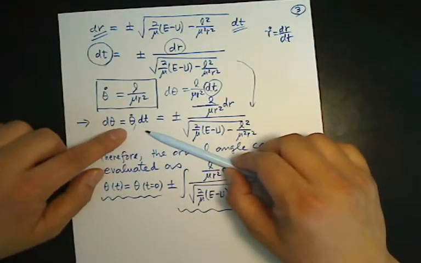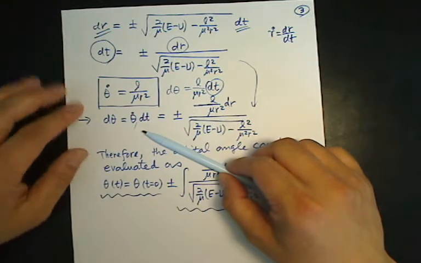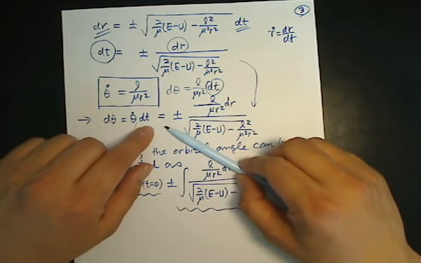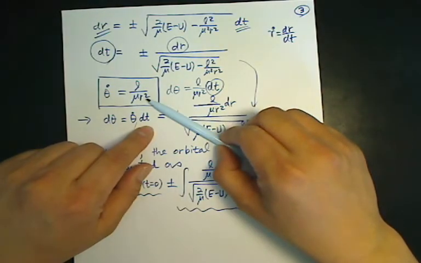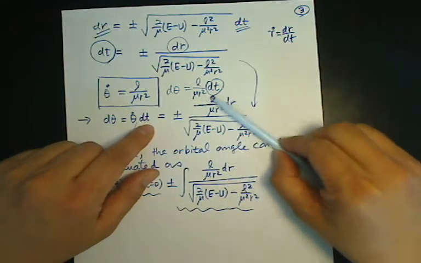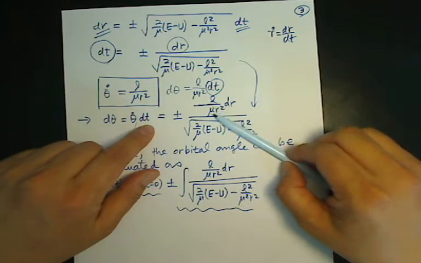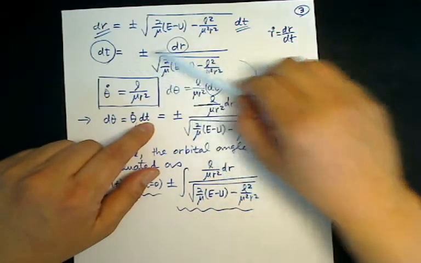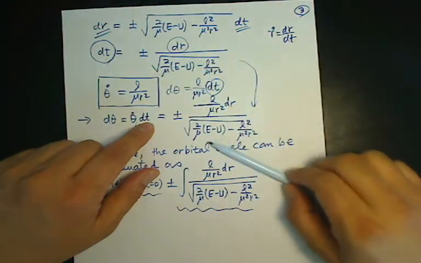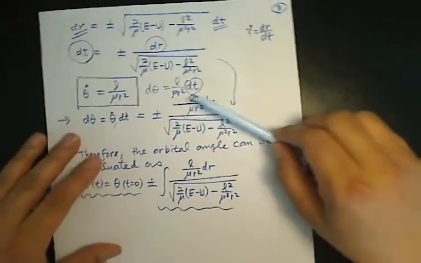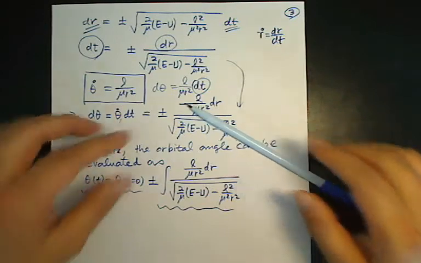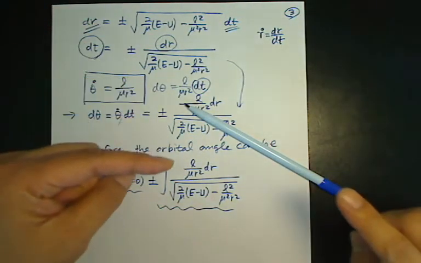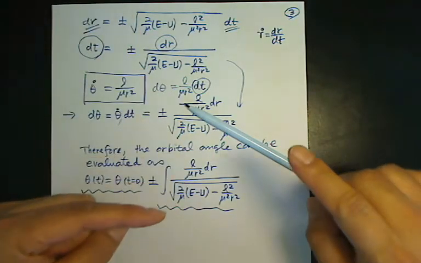Thus d theta, that is the orbital angle change of the orbit, is theta dot times dt, and dt equals dr over the square root, plus or minus. As I already told you, the positive sign is going far away, the negative sign is coming, they are approaching.